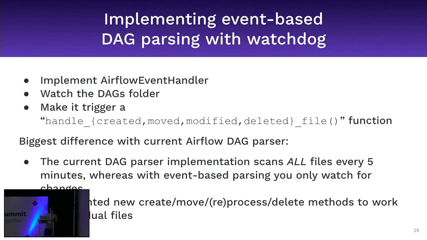I tell Watchdog to watch for changes in the DAG folder and then make it trigger four different things. There's four different types of events in Watchdog. So created a file, moved a file from A to B, modified a file. So if you make any change to a file, it will emit a modified event. And if you delete a file, it will trigger a deleted event. So you implement functions for all these events.